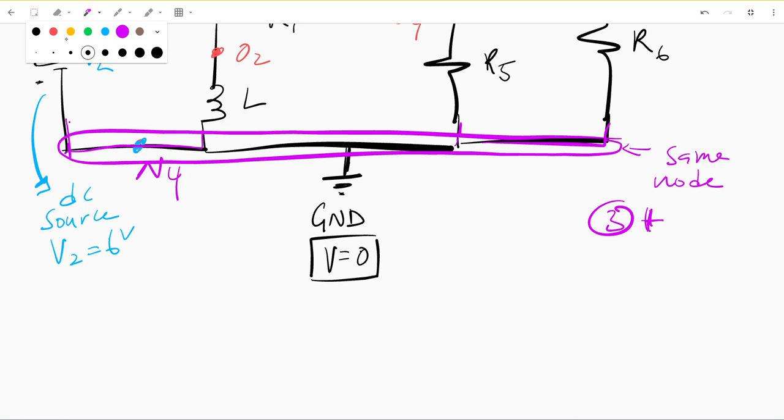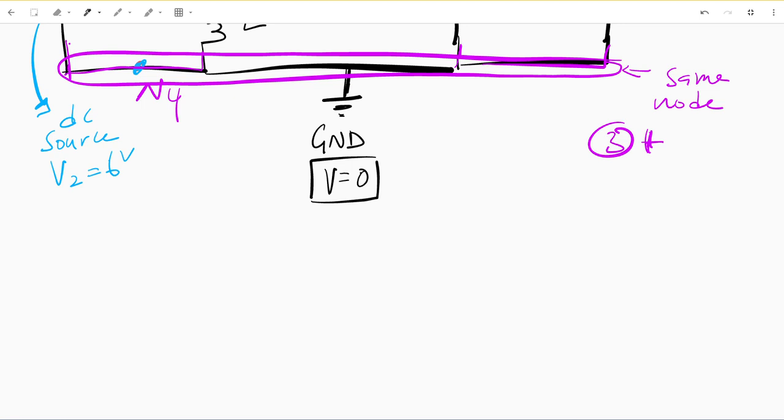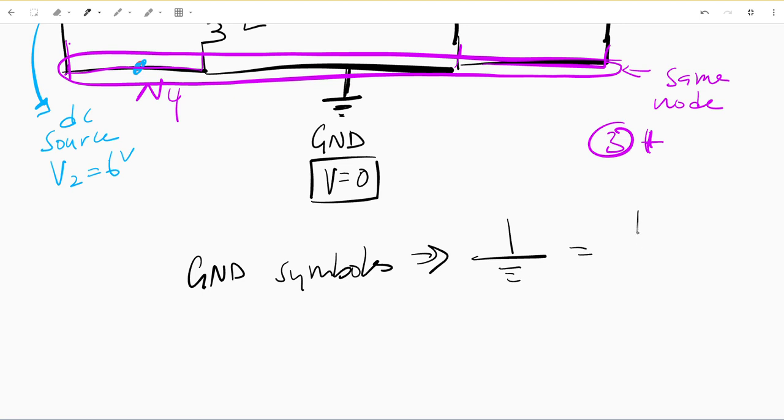Briefly, another symbol for ground. Ground symbols could be this, or it could be this. It just depends on which one you prefer to do.